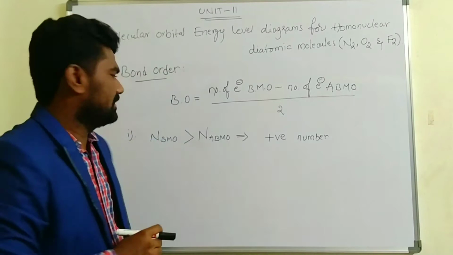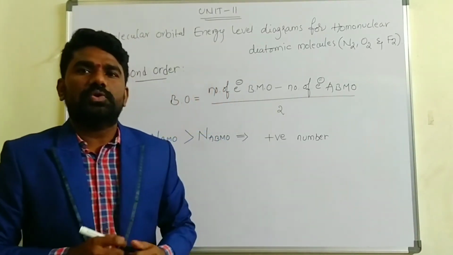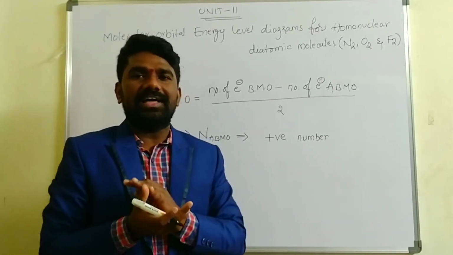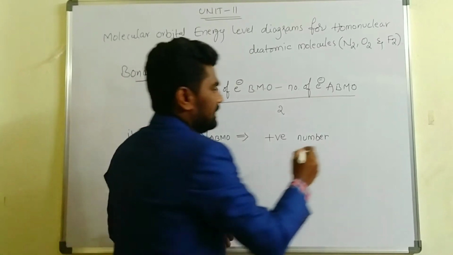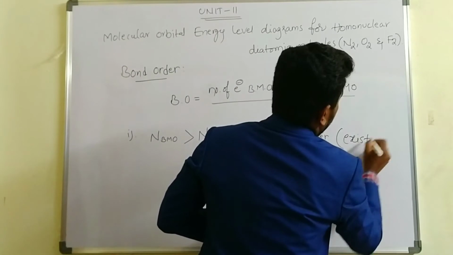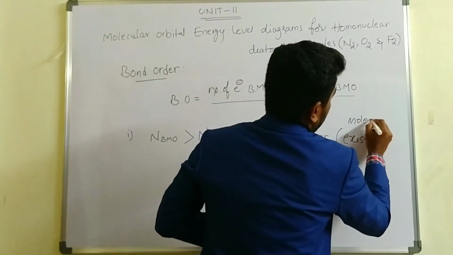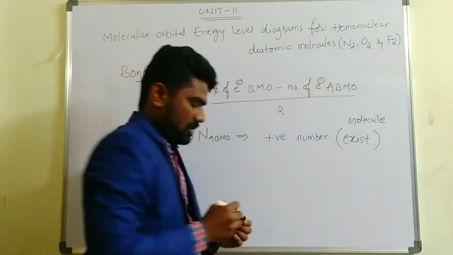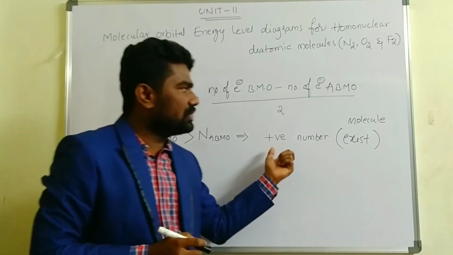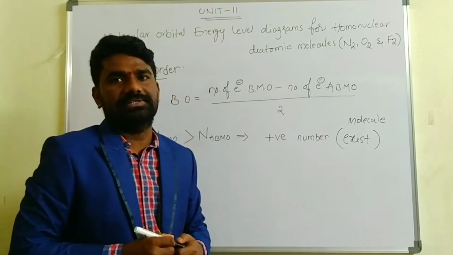So if the bond order is positive, that molecule can exist. That molecule has stability, isn't it? Here the molecule will exist, or the molecule will be stable. If you have a positive bond order, then the molecule will exist or it may be a stable one.